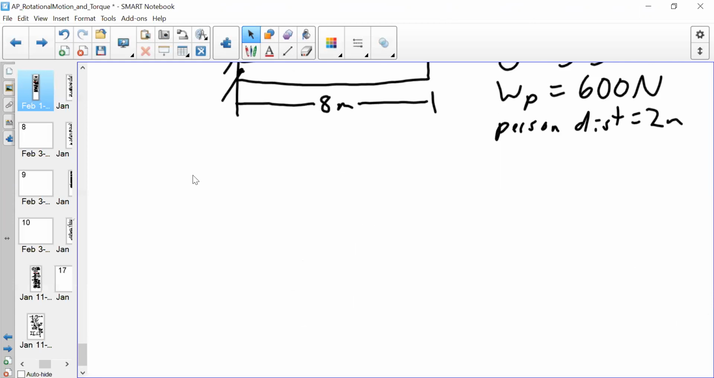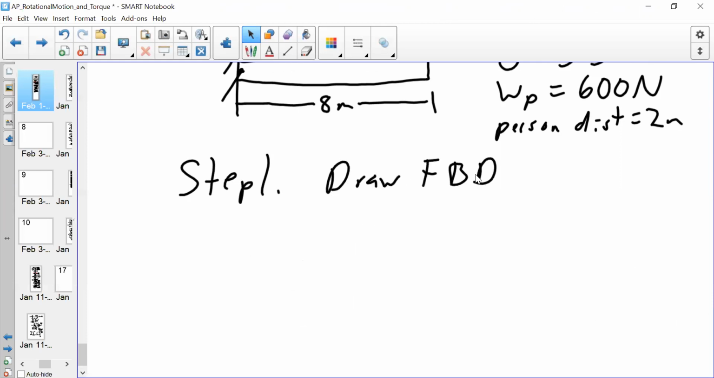So let's go do this step by step. Step 1, we want to draw our free body diagrams on the system. When we do balanced torque problems, it's always going to be forces and one torque equation, because now we're talking about things that are going to be rotating about some axis, as opposed to just things that are static.